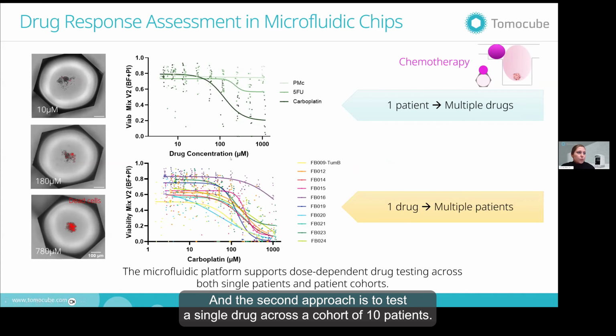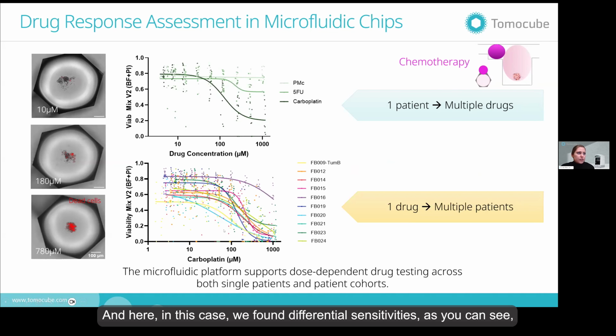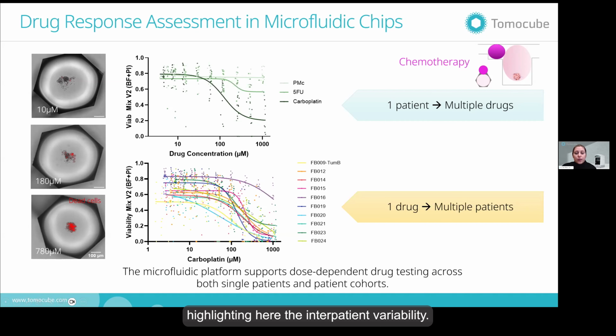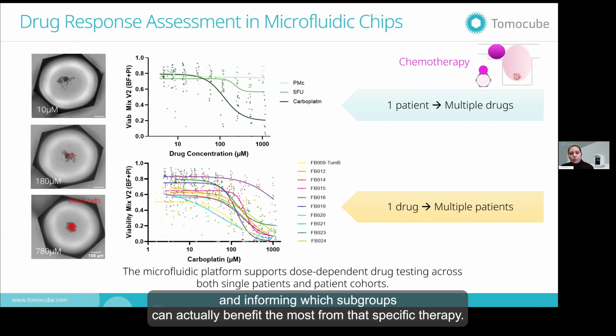And the second approach is to test a single drug across a cohort of 10 patients. And here, in this case, we found differential sensitivities, as you can see, highlighting the interpatient variability and informing which subgroups can actually benefit the most from that specific therapy.